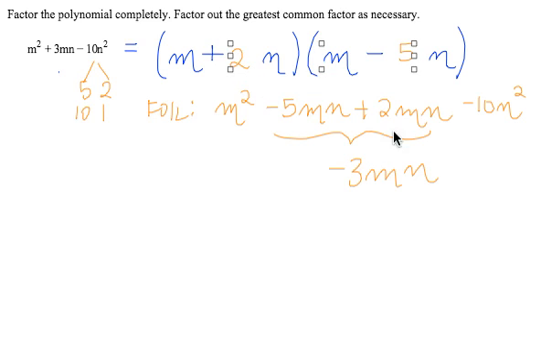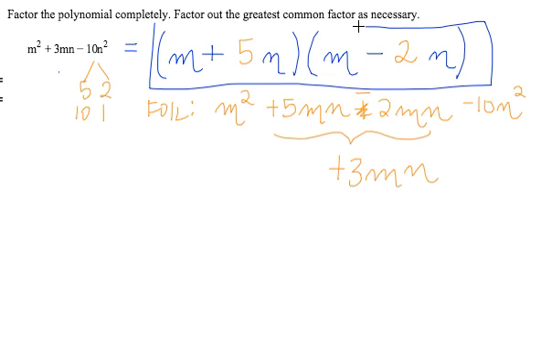Let's try switching those. Let's put the 5 over here and the 2 there. Then the outside term would be negative 2mn and the inside term would be positive 5mn. That works. Okay, so this would be how to factor something that has two squared terms like this.